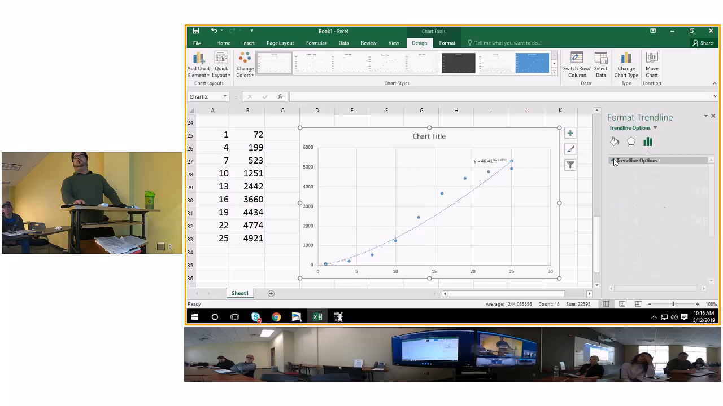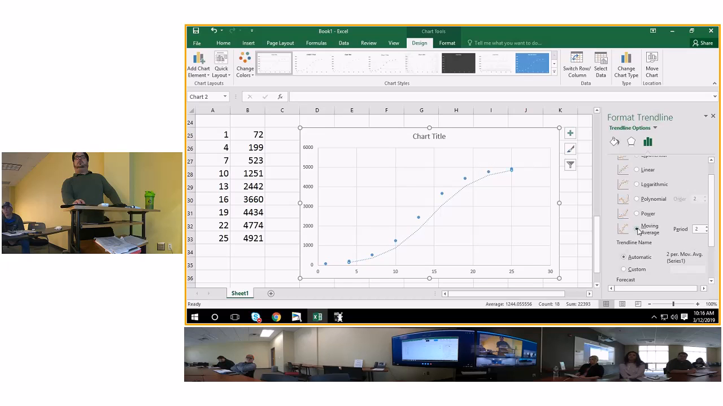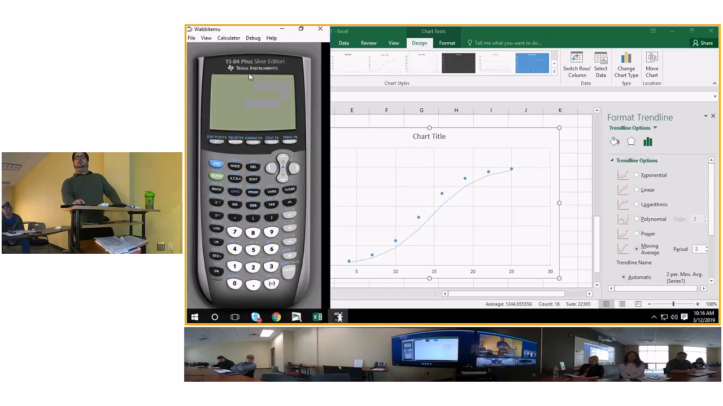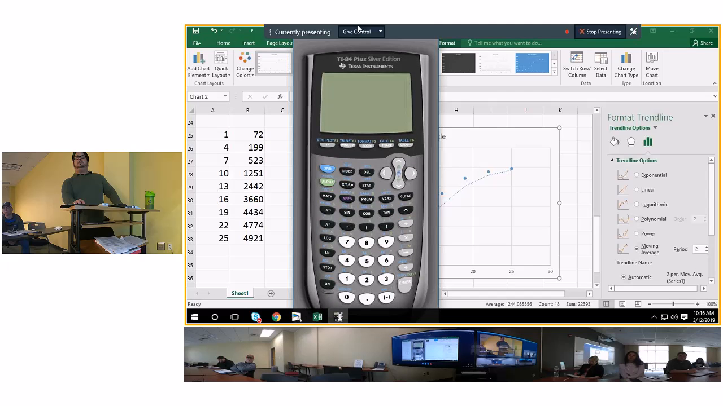Oh well, I guess you can't use the moving average. No. Ooh, that's close. But you can't display right there. So we're gonna have to use the calculator on this one. I thought for sure the logarithmic would have got it.